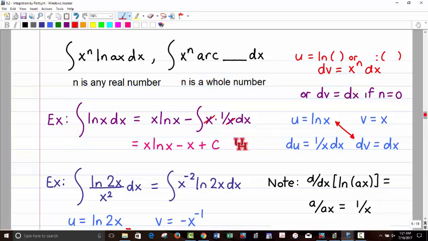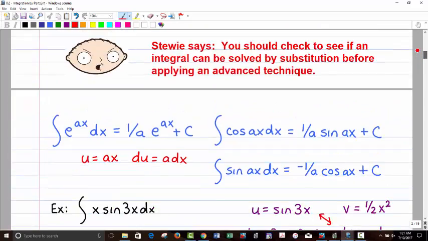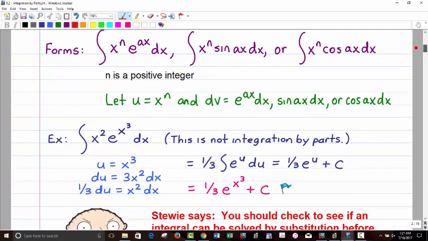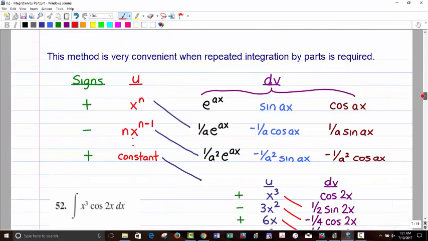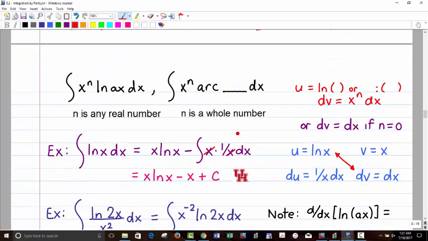And the difference between saying whole number and positive integer, like I said earlier, is that saying it's a positive integer is the same thing as saying it's a natural number, a counting number, 1, 2, 3, 4. That's the same thing. Whole number means that you could have x to the 0, meaning that would be 1, meaning you can integrate ln by itself. That's all that's saying. So you could have 0, 1, 2, 3, 4, 5. You can't have negatives here.